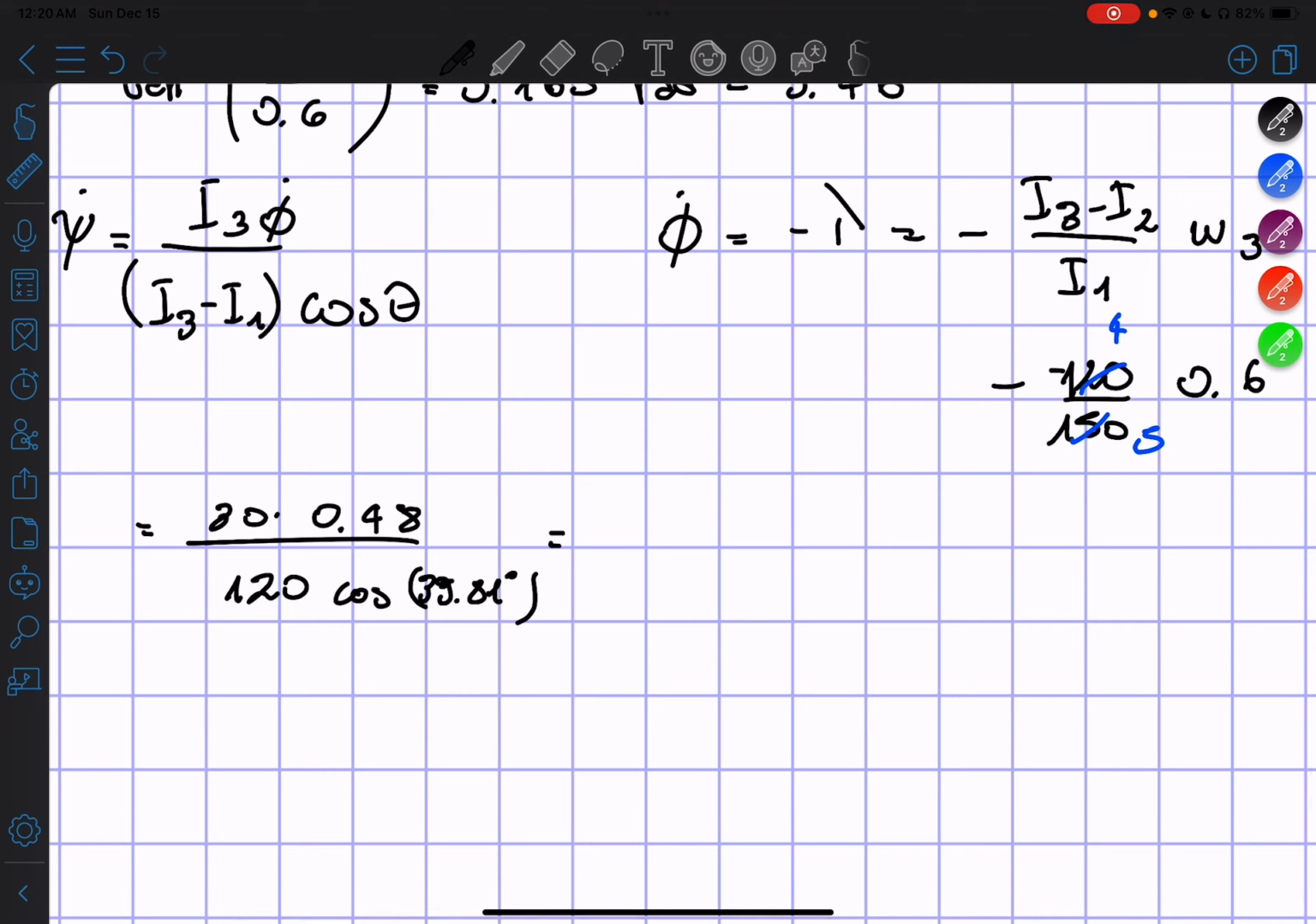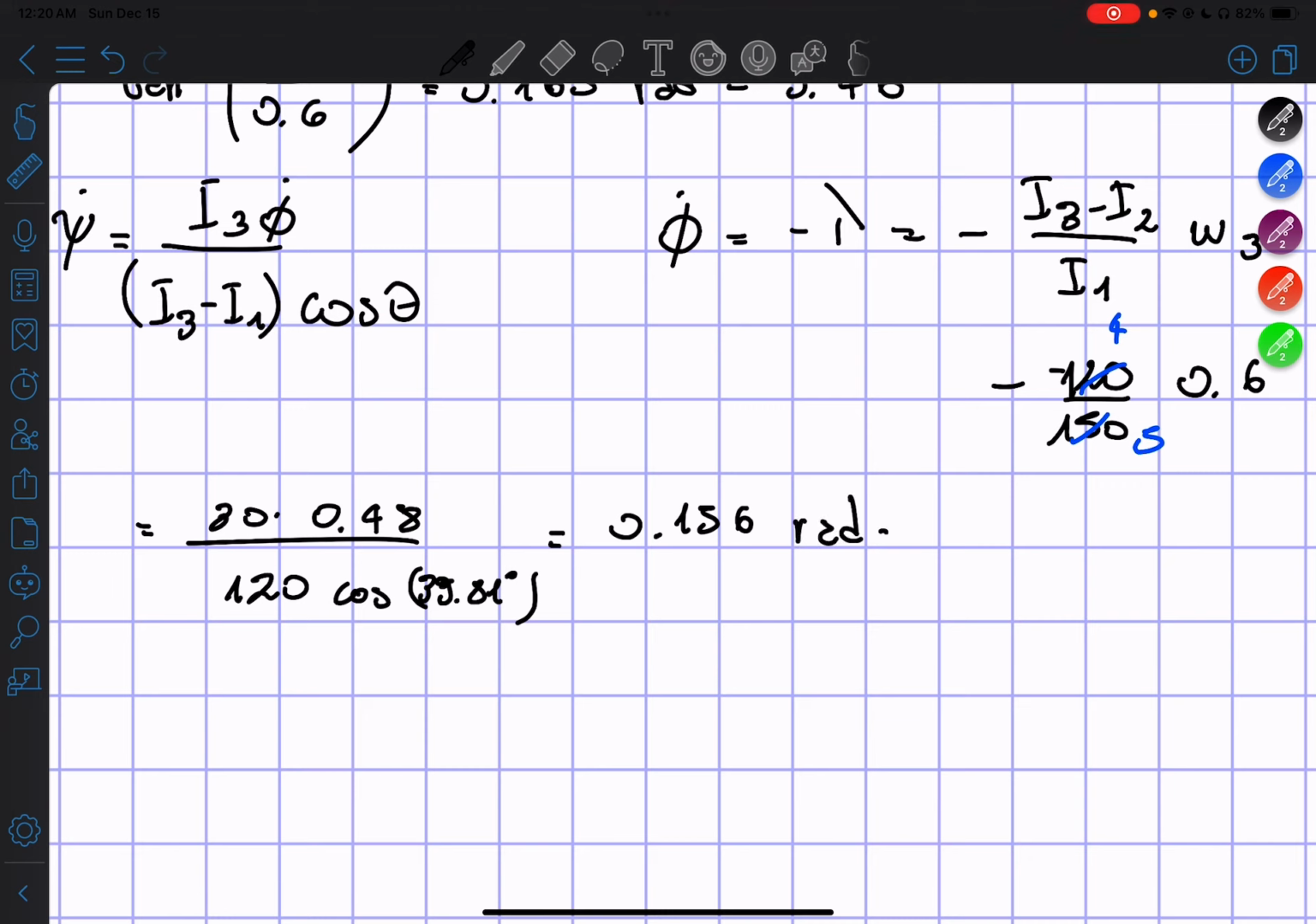So let's change that into degrees. We have 30 times 0.48 divided by 120 times cosine of 39.81, which is equal to 0.156. Then we can convert it to radians.